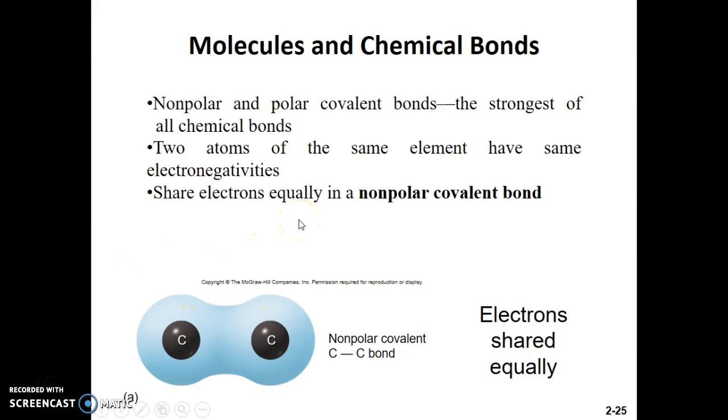The electrons are not pulled to one carbon over the other carbon. They have the same amount of protons, which means the electrons are going to move through both carbon electron orbitals at equal amounts.